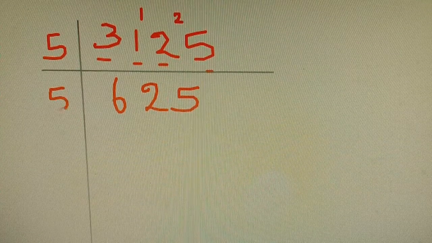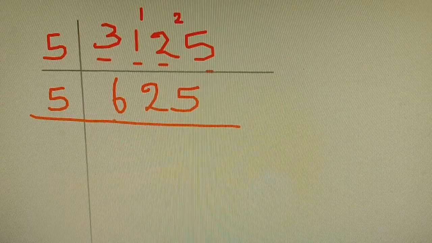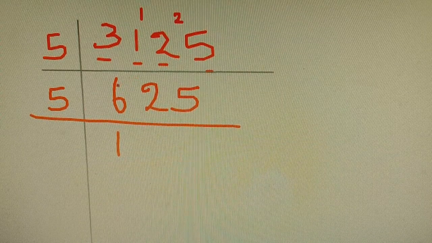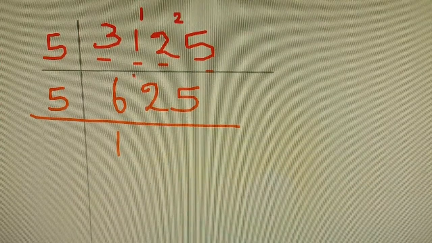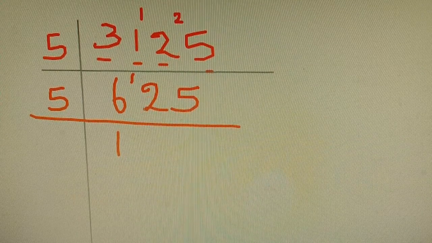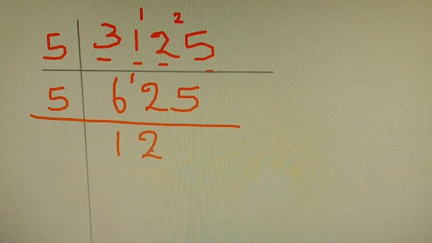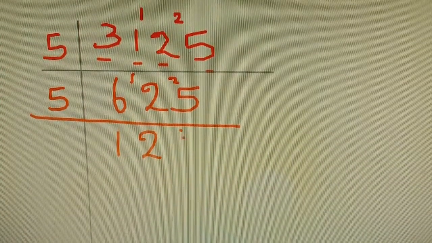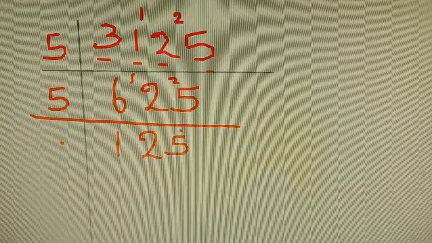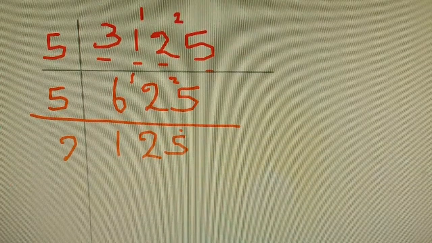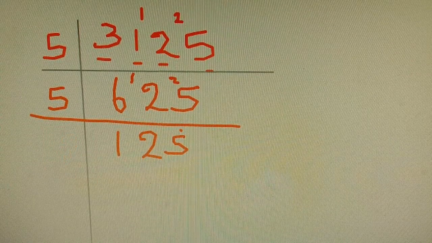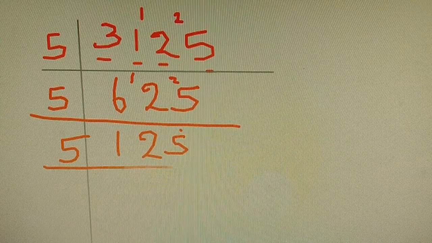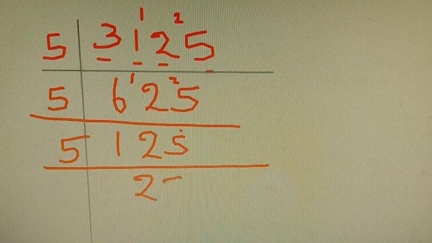Then here also we can divide by 5. First we take 15. Then there is 6 minus 5, that is remainder 1, so 12. 2 fives are 10. Then carry 2, 25. So 125. Then once more with the same number 5. By 5, we can see 125 by 5 is 25.